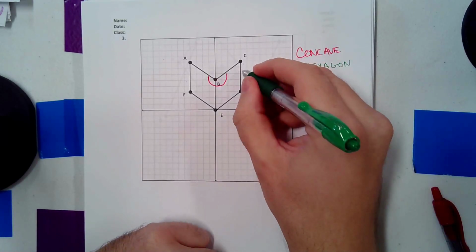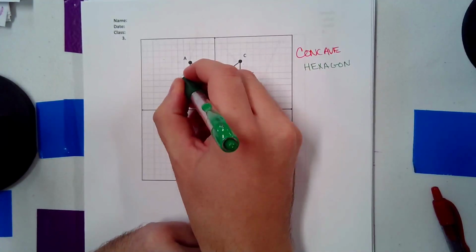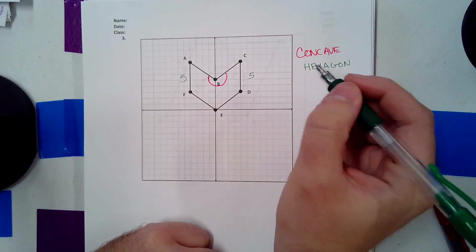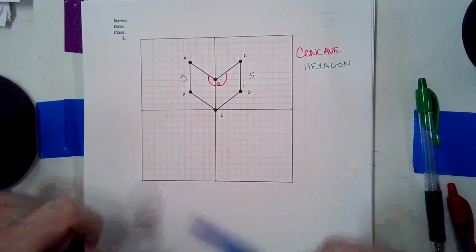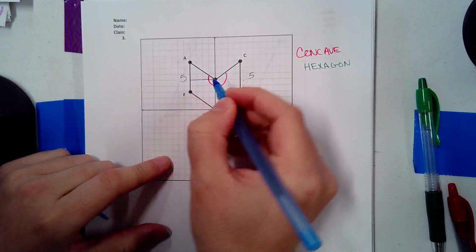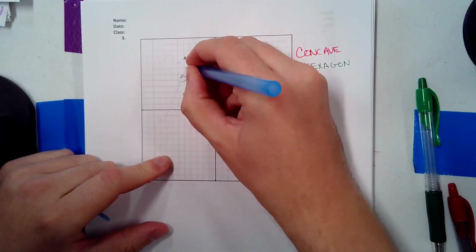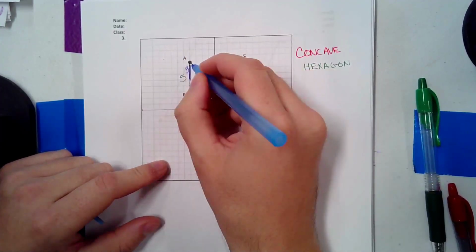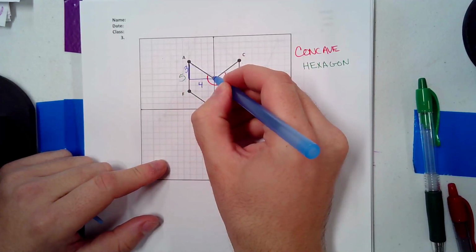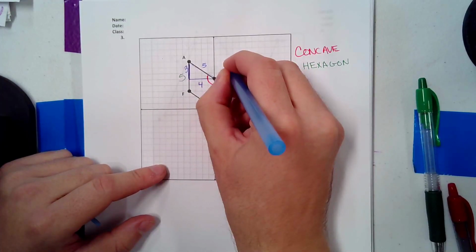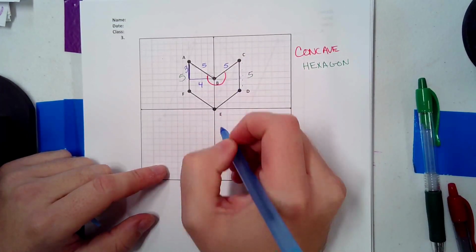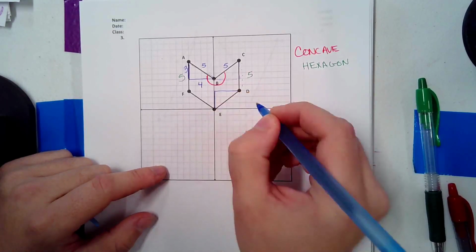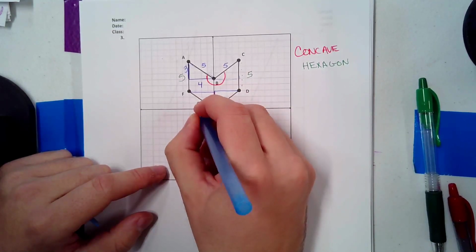Now for the sides. 1, 2, 3, 4, 5 here. That's like our favorite number for this assignment. If you notice, if I take out some blue and I make a right triangle here and here, well, that's 3 and that's 4. So what is this length here? 5, right? It's a 3, 4, 5 right triangle. This mirrors it. Another 4, 3, right? Another 4, 3, another 4, 3. So those are 5 as well.